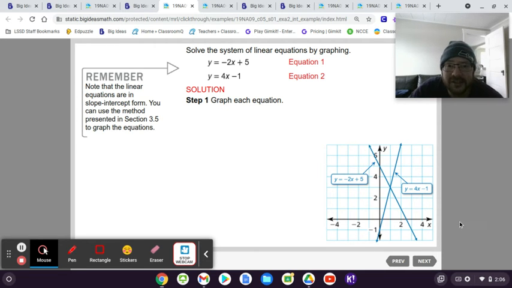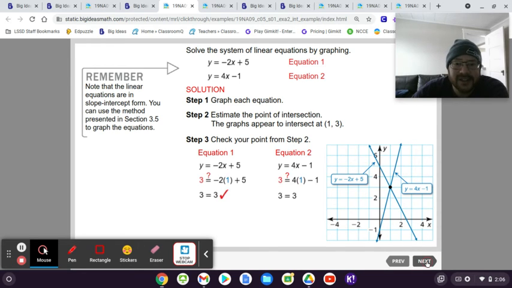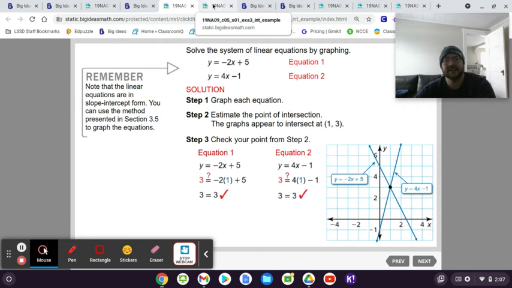So looking at these graphs, what is the value that makes both of these work? The value for x is 1 and the value for y is 3. So (1, 3) is the solution to this. And then you should, again, plug it in to make sure it works. When x is 1, y is 3, that works for both of these. Therefore, it is the solution to the system of equations. Okay, hopefully that makes sense.